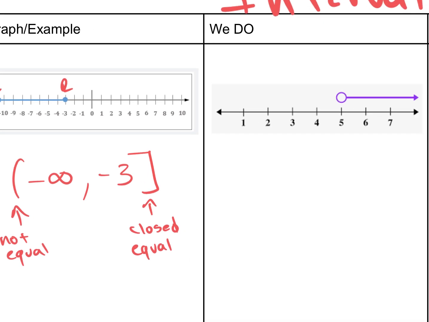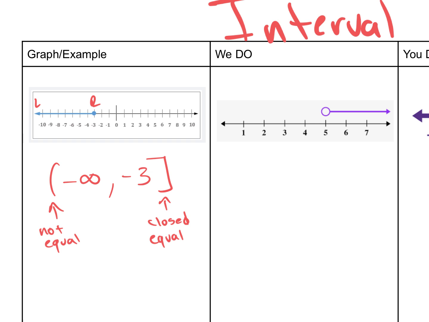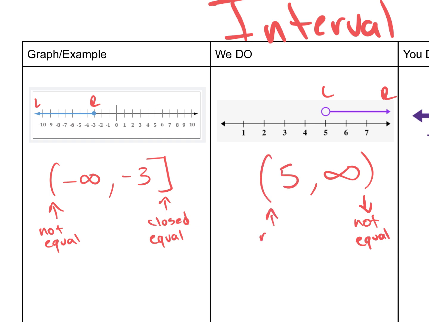Now for my next example, notice I have almost the same idea, but my arrow is going the opposite way. That means it's going towards positive infinity. Positive infinity is always on the right side. It is also unbounded, or not equal to, because again, we can't touch infinity. Now on my left side, I have a 5, but see how it's open too? That means it's also not equal. So we are going to do parentheses. So brackets when it's equal, parentheses when it's not equal to.